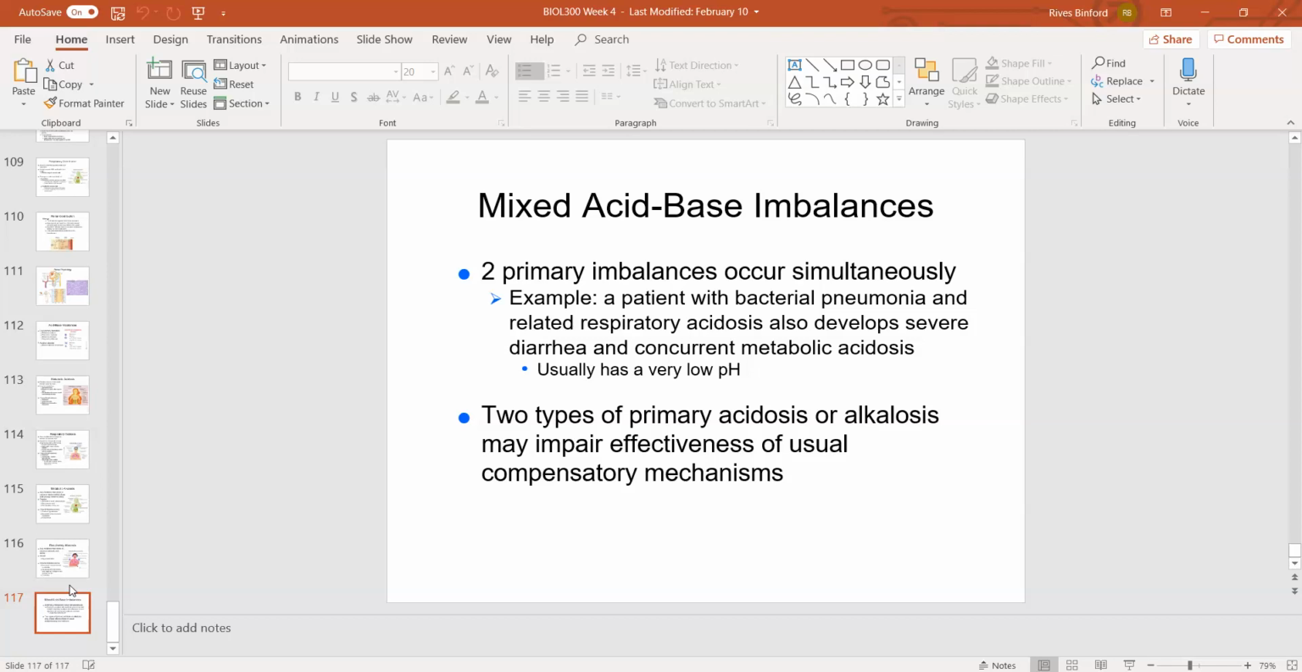It is possible for these things to happen simultaneously. It's more likely that they'll happen in the same direction, so somebody with bacterial pneumonia may develop respiratory acidosis and also develop severe diarrhea because of their illness and concurrent metabolic acidosis as well. It is also possible to have them mix acid versus base, but it would be a lot less likely.